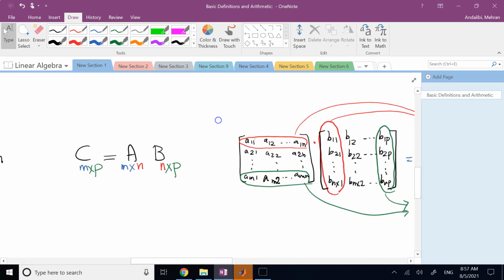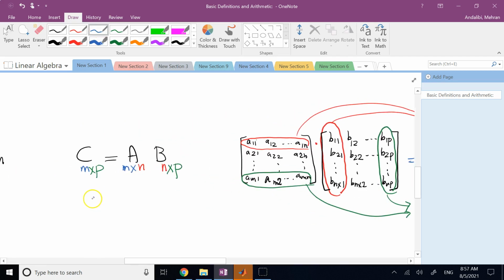Okay? So if I want to write it in terms of entries, Cij in matrix C is going to be the summation of Aik times Bkj when k goes from 1 to n. And this is the definition of what? Row i of matrix A and column j of matrix B. That's the dot product of those two. Okay, so this is how we perform a matrix product.